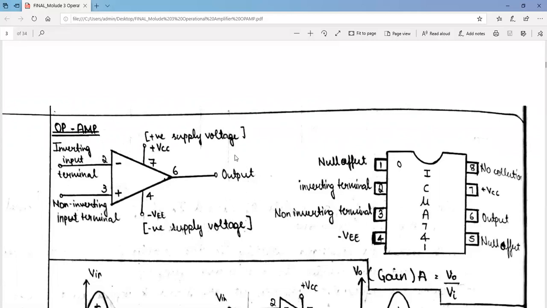Clear? So these power supplies are required to make sure that the op-amp works as an amplifier. These power supplies are mandatory. So you have both plus VCC and minus VEE.